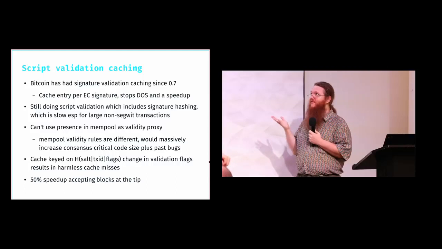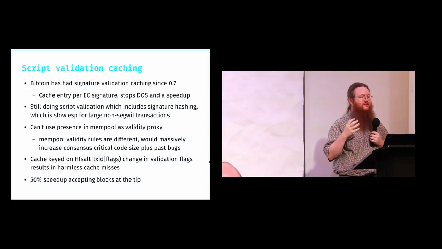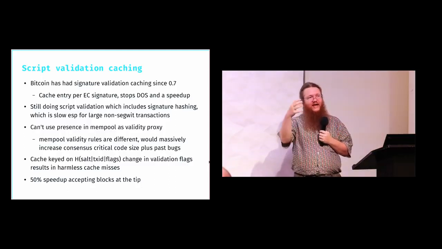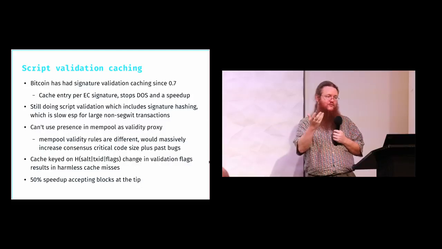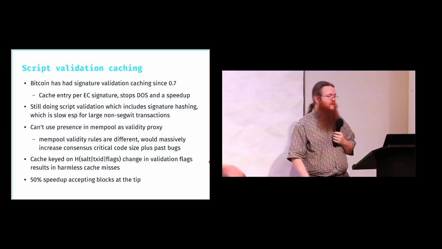But even though that's in place, all it's caching is the elliptic curve operations. It is not caching the validation of the scripts in total. And this is a big deal, largely because of signature hashing. So for transactions to be signed, you have to hash the transaction to determine what's being signed. And for large non-segwit transactions in particular, that can take a long time.